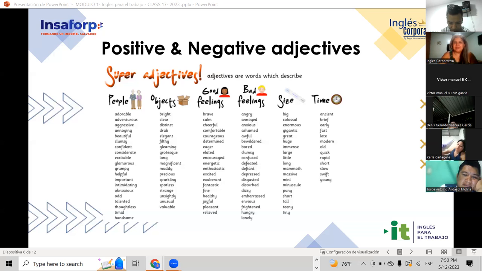Okay. Gleaming. That is bright and shiny. Positive. Es lo contrario de filthy. Okay, grotesque. Negative, algo grotesco. Okay, long. Largo. Es largo. Positive or negative?